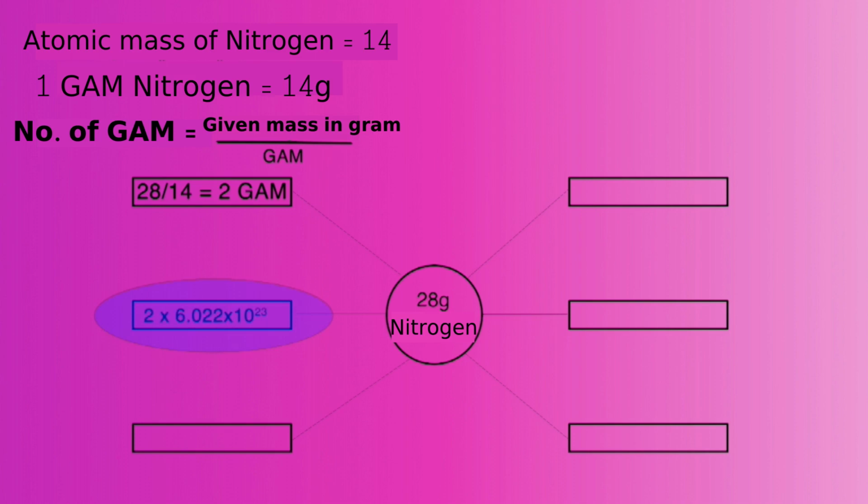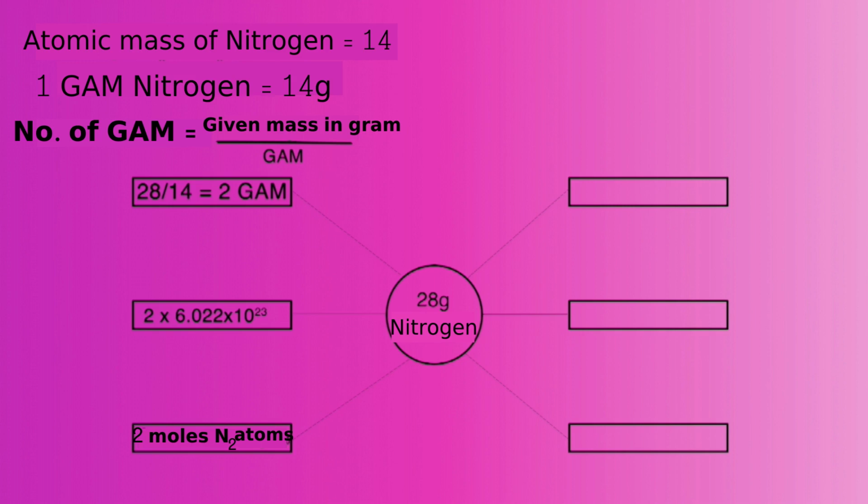As you know, 1 GAM represents 6.022 into 10 raised to 23 atoms or Avogadro's number of atoms. As 2 GAM is present in 28 gram nitrogen, the number of atoms in this sample can be calculated. Number of atoms equal to Avogadro's number is called 1 mole of atoms. If so, how many moles of atoms will be there in 28 gram nitrogen?